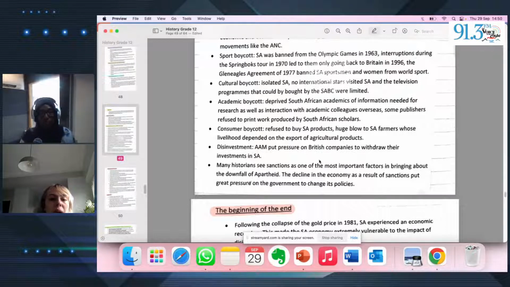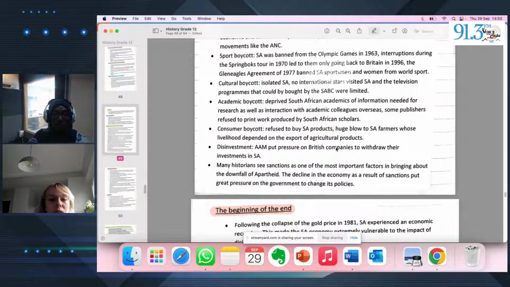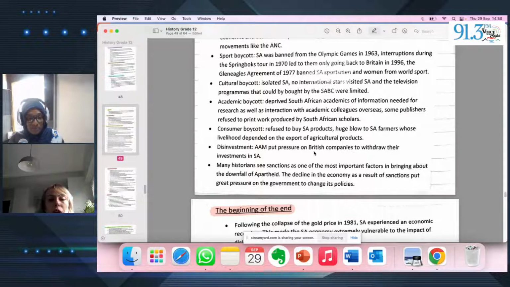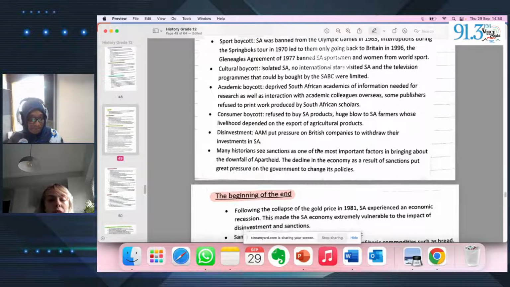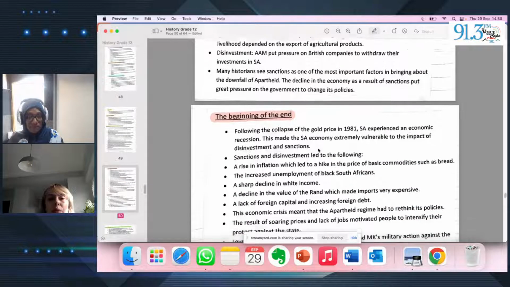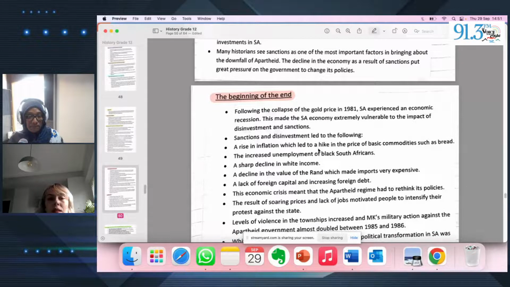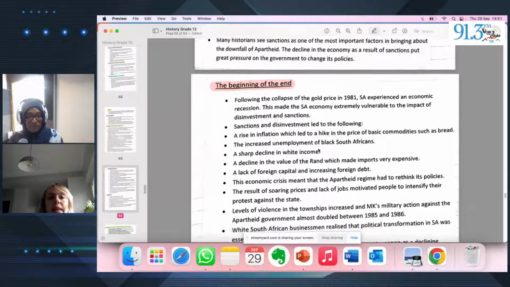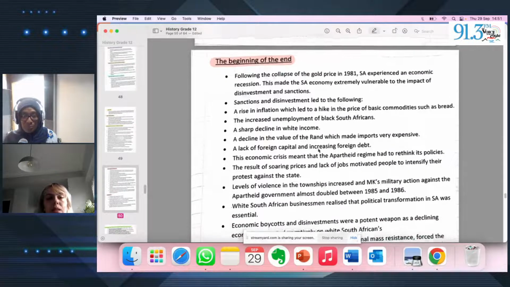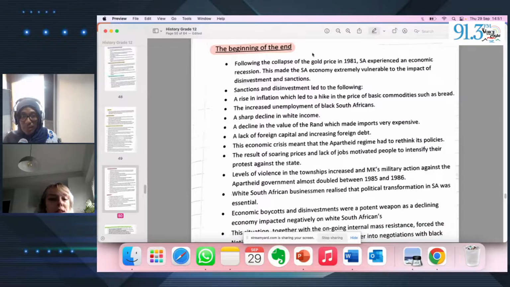And then a consumer boycott. They refused to buy South African products, a huge blow to farmers whose livelihood depended on the export of agricultural products. And disinvestment. So the AAM put pressure on British companies to withdraw their investments in South Africa. And many historians see sanctions as one of the most important factors in bringing about the downfall of apartheid. The decline in the economy as a result of sanctions put great pressure on the government to change its policies, which brings us to the beginning of the end.